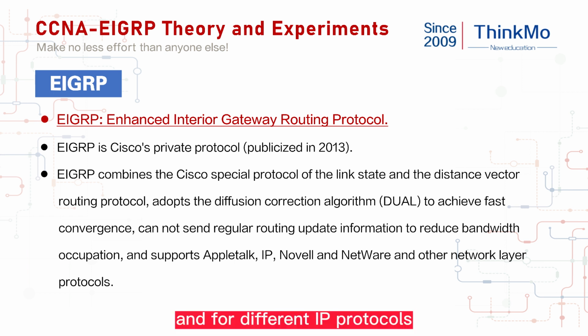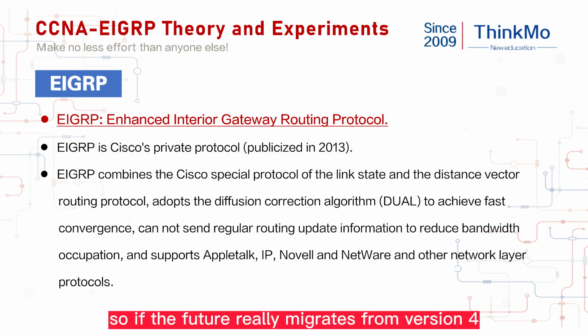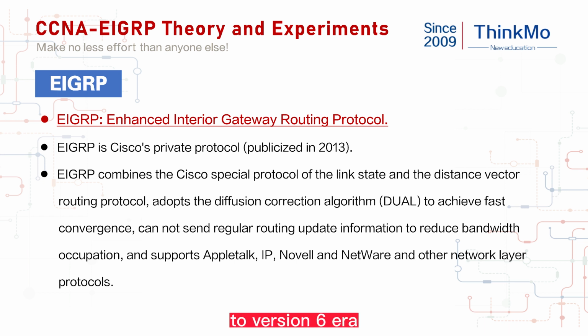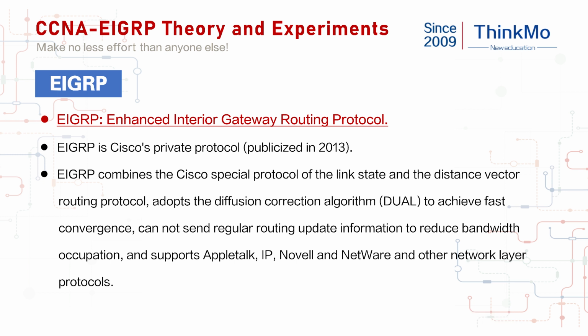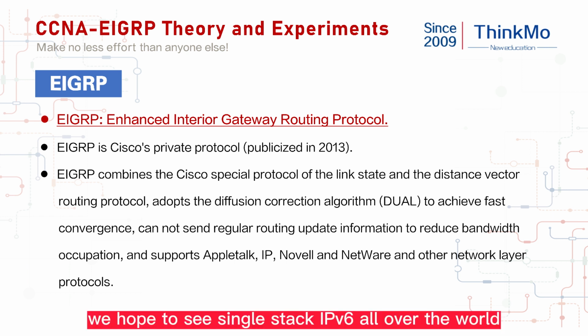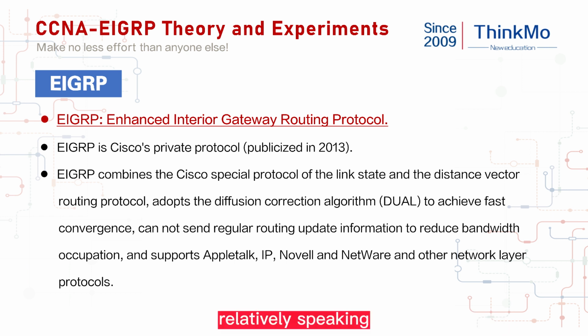And different IP protocols are served differently. So, if the future really migrates from version 4 to version 6, we are now deploying IPv6 addresses on a large scale. This is the overall transition. If in the future we hope to see single-stack IPv6 all over the world, relatively speaking, that is still relatively far off. It will have to be decades. Single-stack means IPv4 is completely useless, IPv6 only. In fact, this is a very long process.